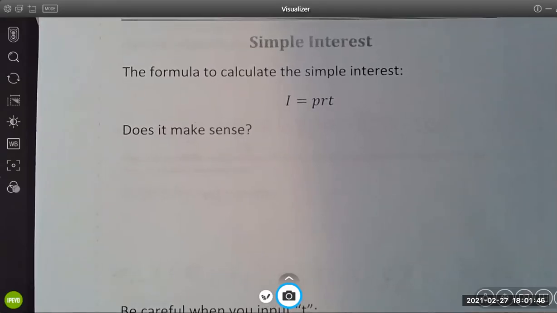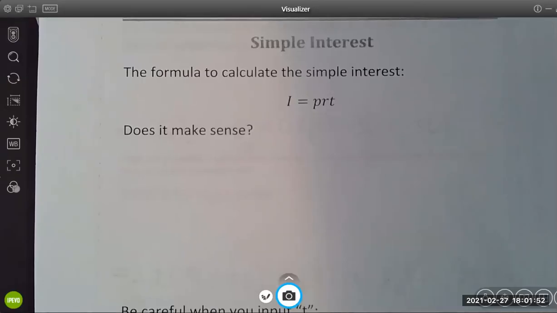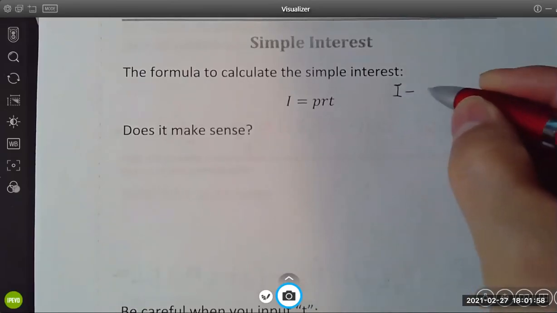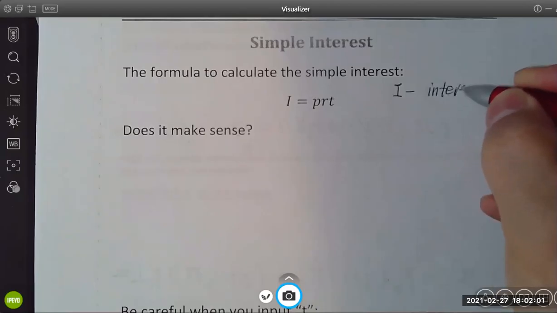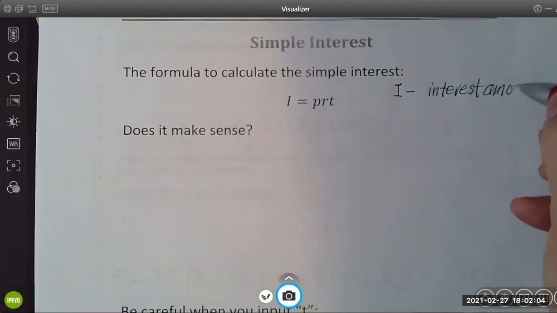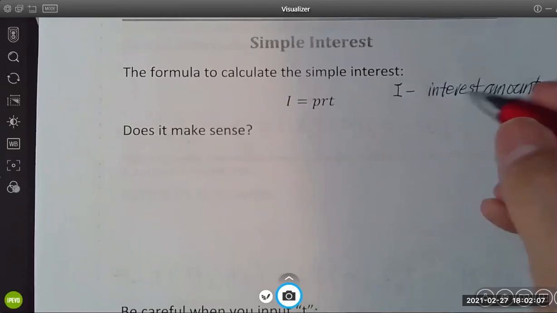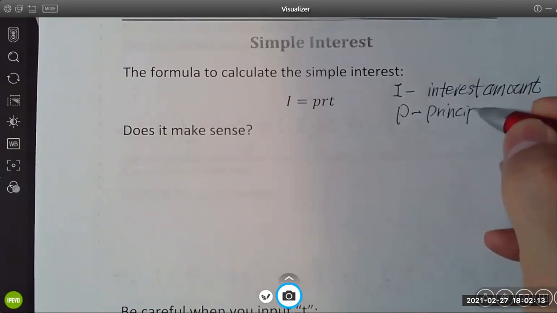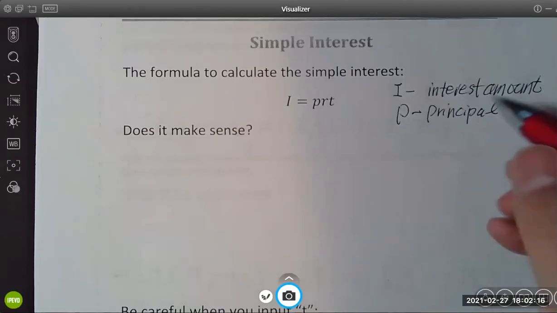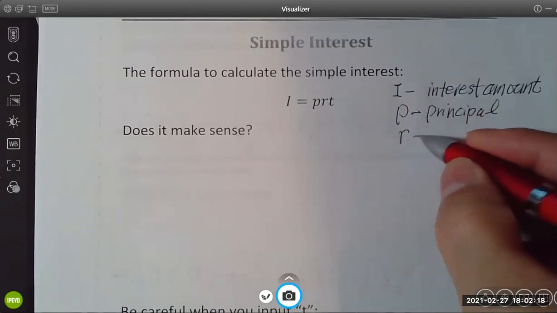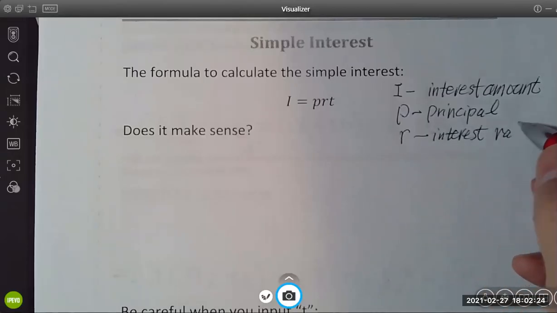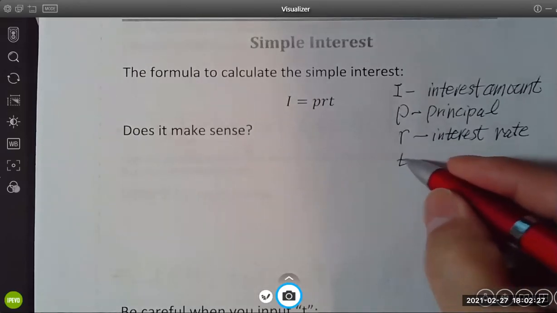You can see on the screen, we have this simple interest formula where I represents the dollar amount of the interest. So let me write down in here. This is the interest amount. And P represents principal, which is your deposit or the amount you borrowed. And R is the interest rate. And T is time.